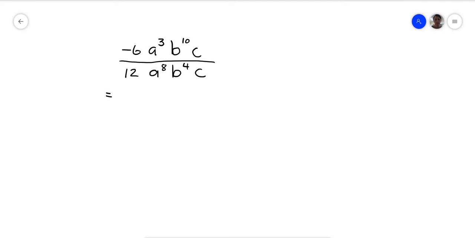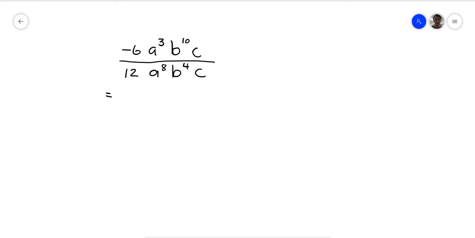Morning. Let's quickly look at that first example you asked about. It was negative 6a to the power of 3, b to the power of 10, c, divided by 12a to the power of 8, b to the power of 4, and c. Now, let's quickly have a look.